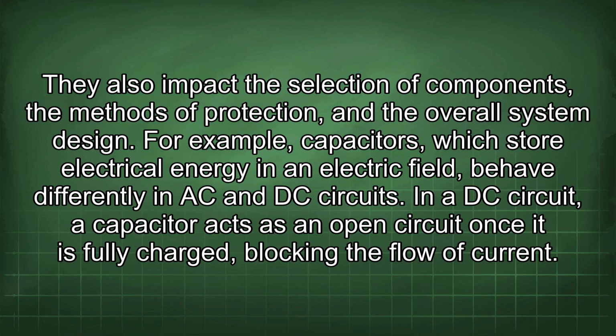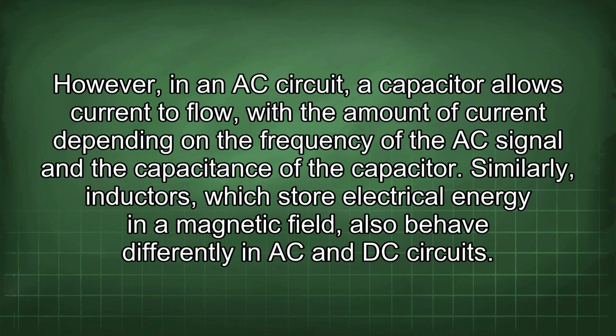The differences between AC and DC circuits extend beyond the behavior of current flow. They also impact the selection of components, the methods of protection, and the overall system design. For example, capacitors, which store electrical energy in an electric field, behave differently in AC and DC circuits. In a DC circuit, a capacitor acts as an open circuit once it is fully charged, blocking the flow of current. However, in an AC circuit, a capacitor allows current to flow, with the amount of current depending on the frequency of the AC signal and the capacitance of the capacitor.